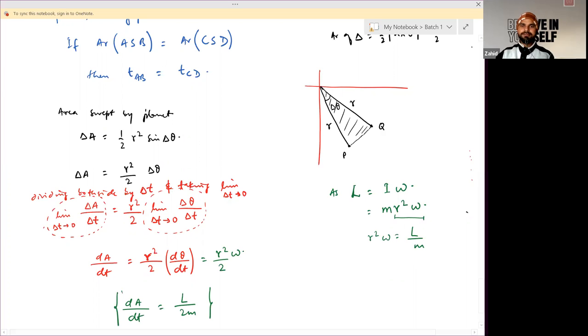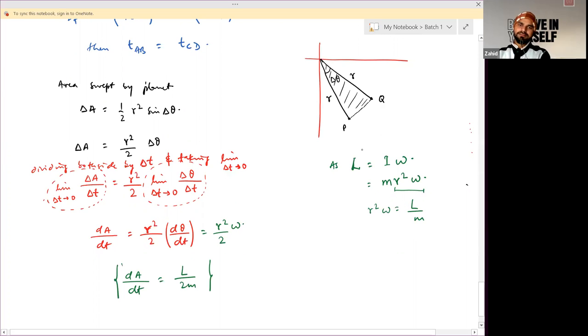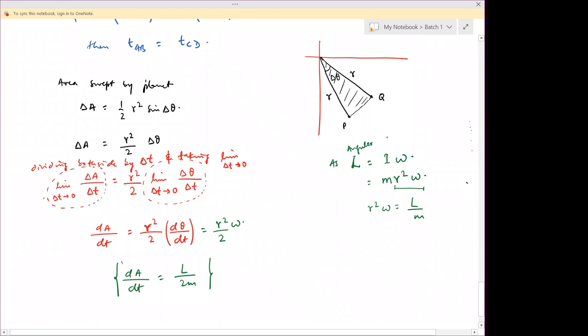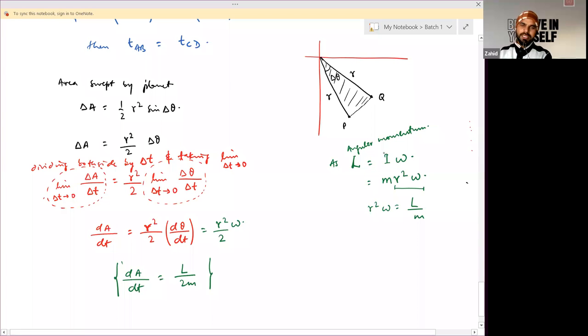Hiba, is it clear? Yes, sir. Here L is angular momentum, which equals I, moment of inertia, times omega, angular velocity. I, moment of inertia for a point object, equals m times r square.